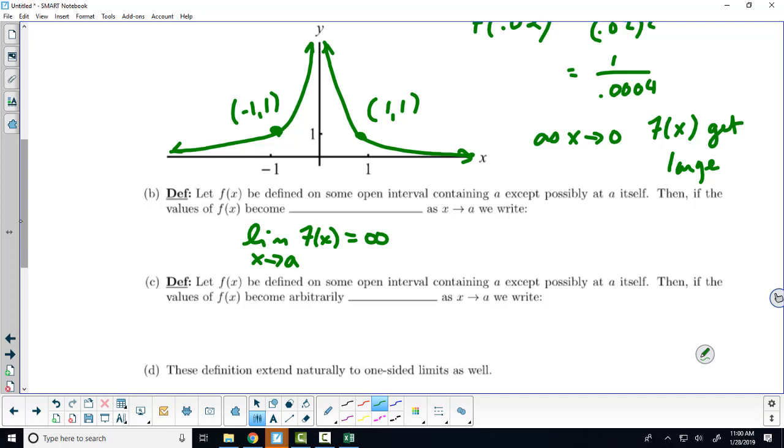Okay. I'm not claiming to do anything crazy here, but this is the first time you've had the concept of infinity defined in a math class. Hopefully somebody at some point has told you infinity is not a number on the number line. It's a concept. It's a concept that describes what's happening right here. It describes this arbitrarily largeness. Okay? So in fact, that's the blank, arbitrarily large.